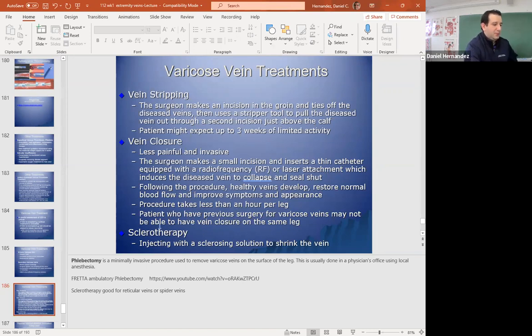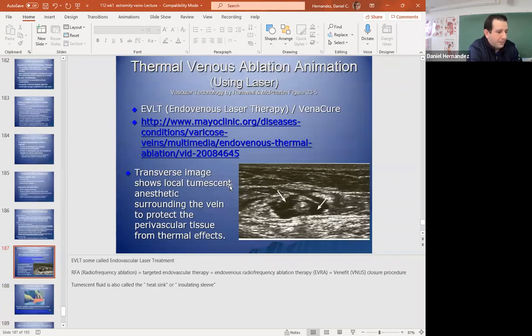Another procedure is something called sclerotherapy. So this involves injecting a sclerosing agent into the vessel itself to shrink the vein. Something you might hear is that now they like to use saline injections as that sclerosing agent. Another procedure that's common is something called thermal venous ablation.